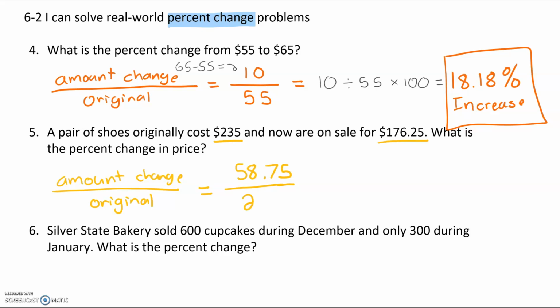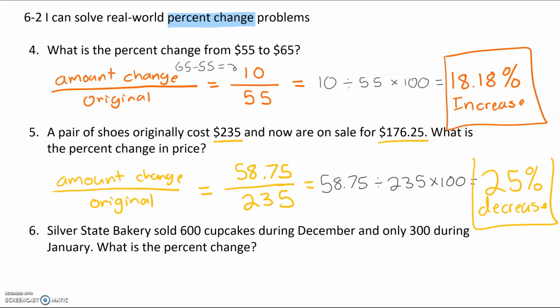And then my original amount was 235. So in my calculator, I'm going to do 58.75 divided by 235 times 100 to convert that fraction into a percentage. So 58.75 divided by 235 times 100 gives me an answer of 25%. And then we talked about it's a decrease. And we can see that from the numbers. It's on sale, right? So it's a decrease.